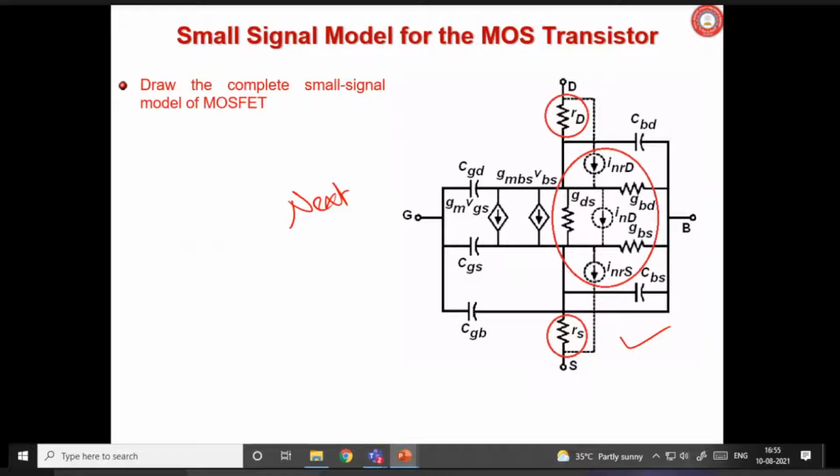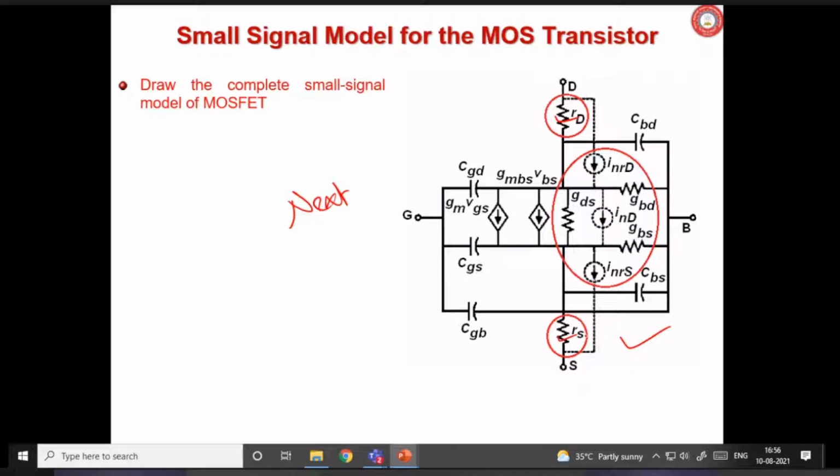Here, this is the complete model of MOSFET, taking all aspects of the device, like even the n plus region or p plus region also offers some resistance. That is also put into this diagram.